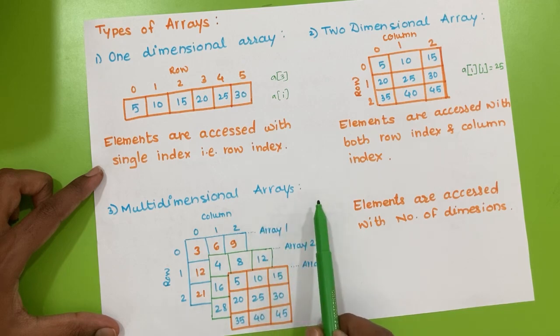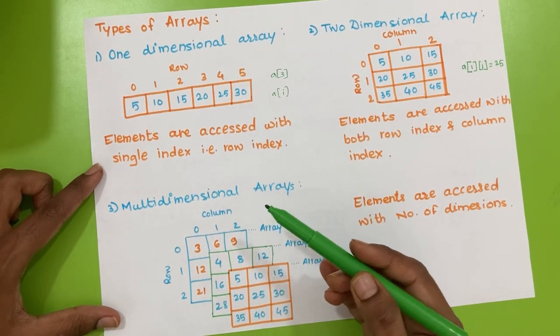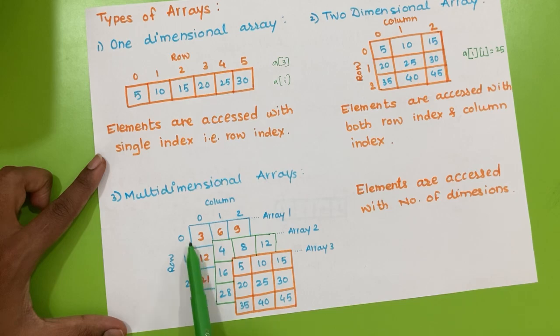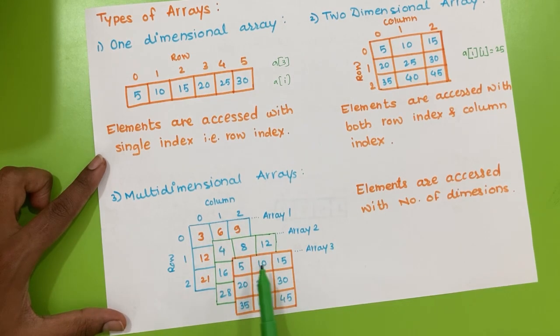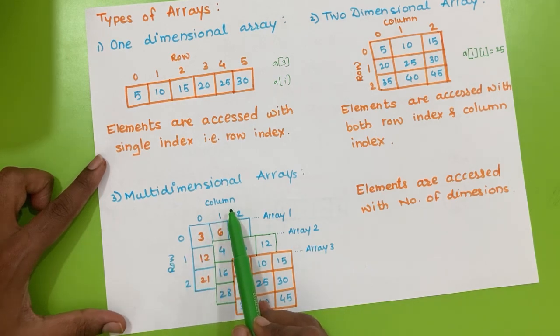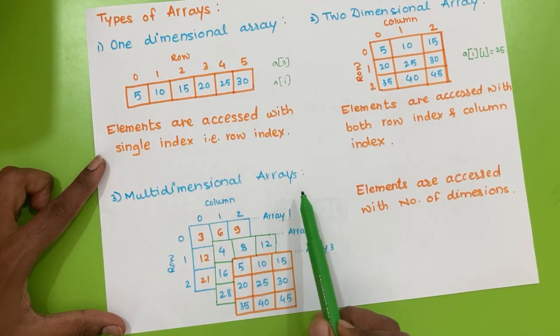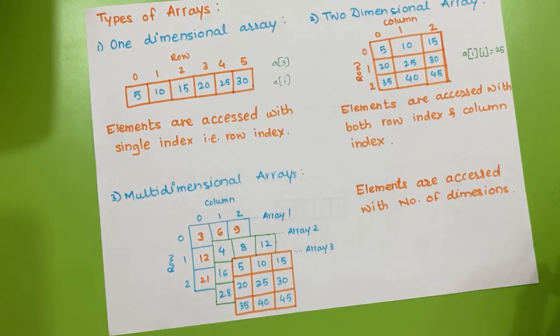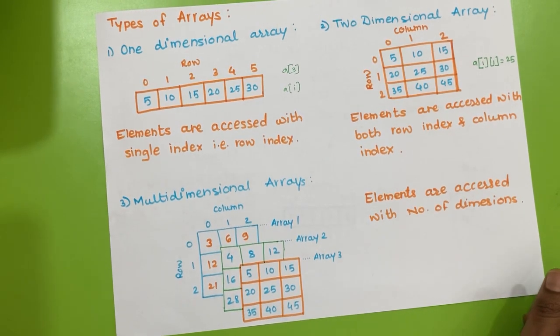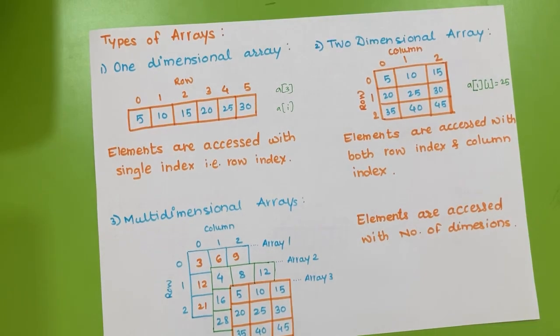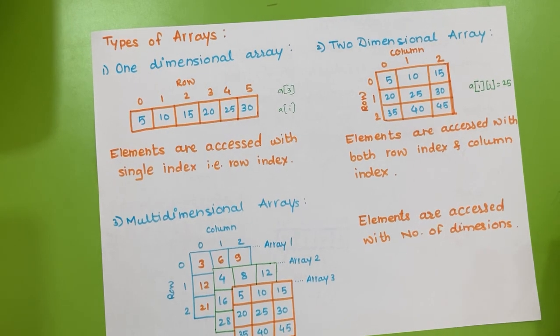In multi-dimensional arrays, we have arrays of arrays. So here these are 3 different arrays connected with each other. To access any element from the given array, we must know the array number along with the row number and column number. Means here we must have 3 indices to access any element from the multi-dimensional array. So this was the introductory part of arrays.